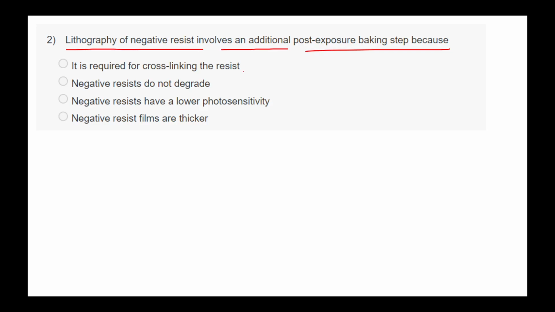Okay, so we have to look at this thoroughly. In order to understand this question, we need to know what photolithography is and how it works, and here it is asking about the negative resist. Then in what cases we use negative, and in what cases we use a positive one, that we have to discuss in great detail. So let's begin.